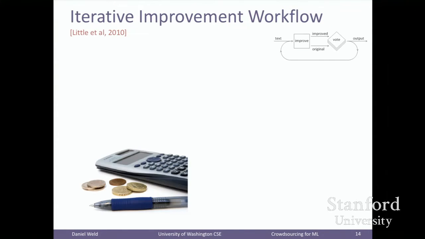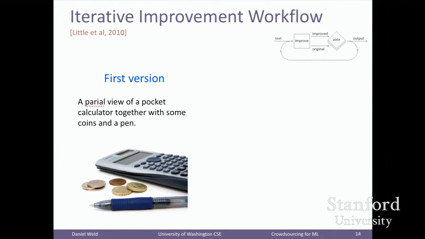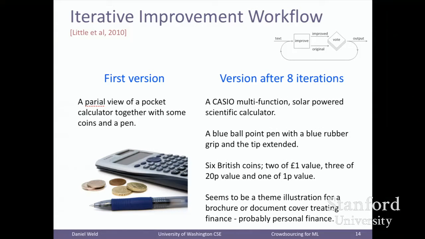In Greg's thesis, he started out, for example, with a captioning task. Here's a picture. That's what the crowd worker came up with as the first caption for the image. And after going around 8 iterations, you get a much, much better caption. It's really pretty cool that crowdsourcing can do this kind of stuff. But this is Greg's thesis, so I will skip ahead.